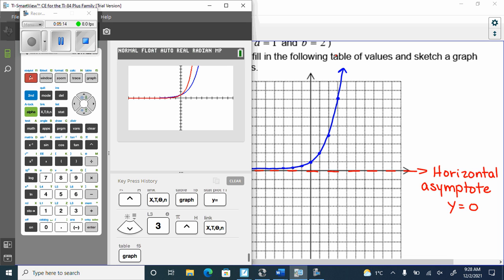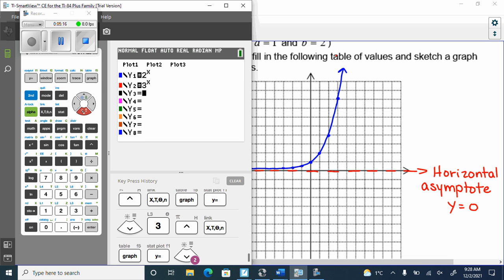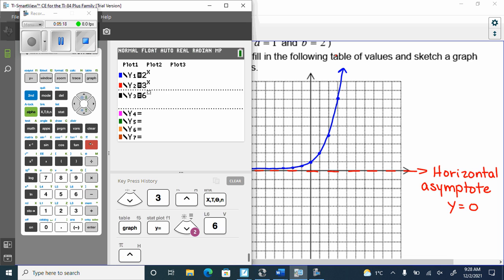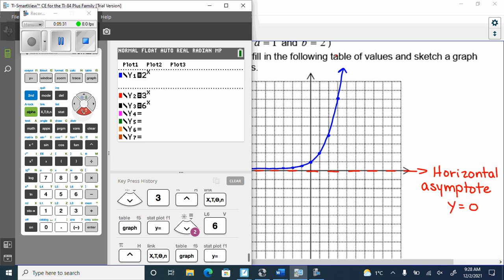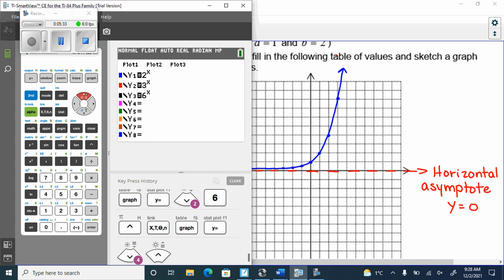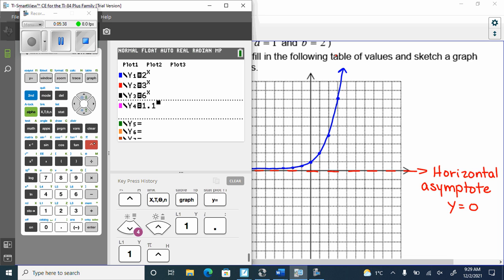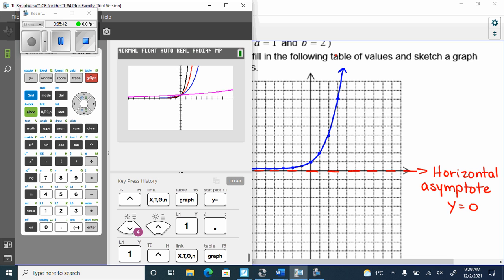So instead of a 3, I'm going to put in here a 6. So it just grew faster, didn't it? Okay, what if I put in a 1.1? If I put in a 1, it's just flat, but let's go 1.1. What do you think is going to happen? It's going to take longer, isn't it? What if I put 1?